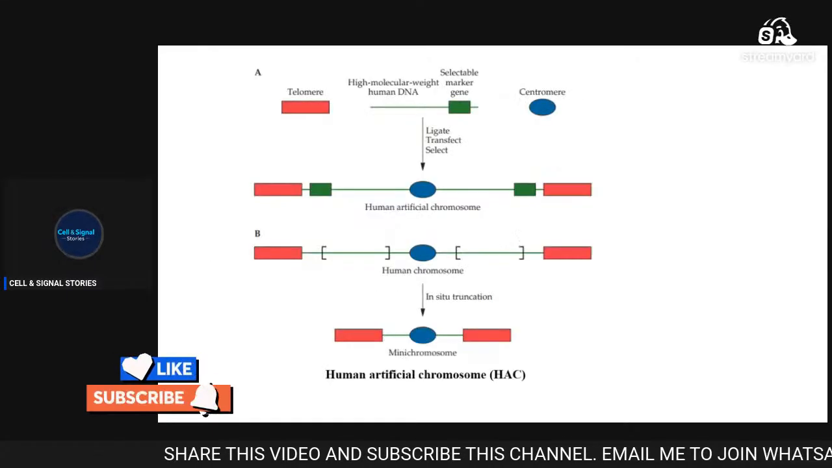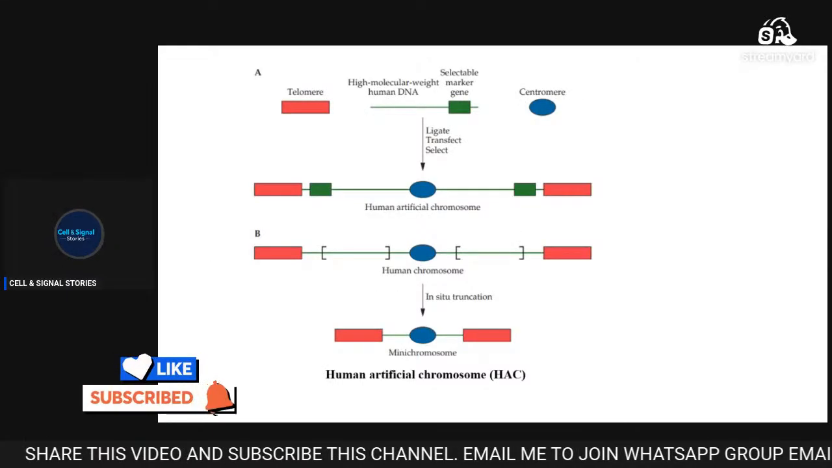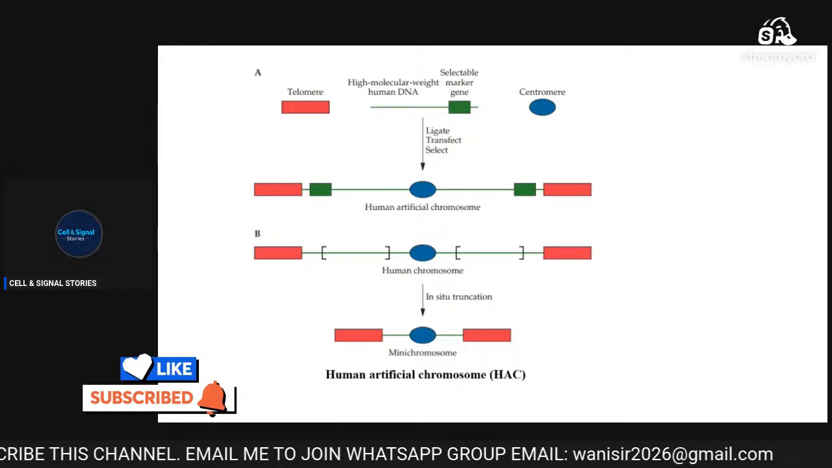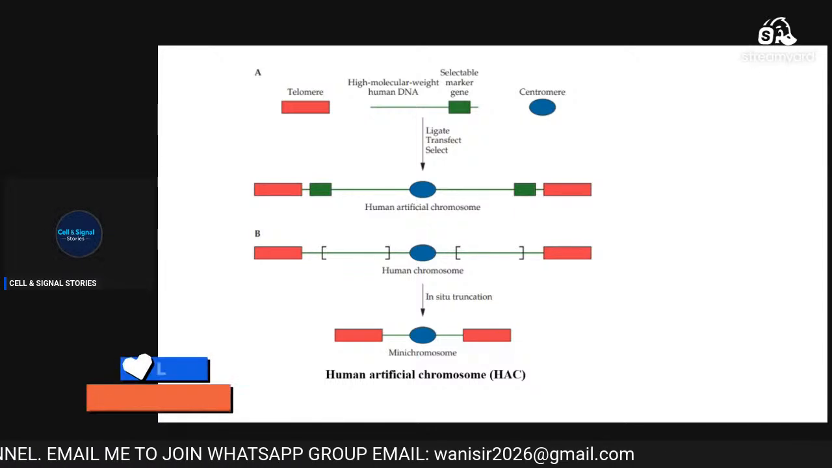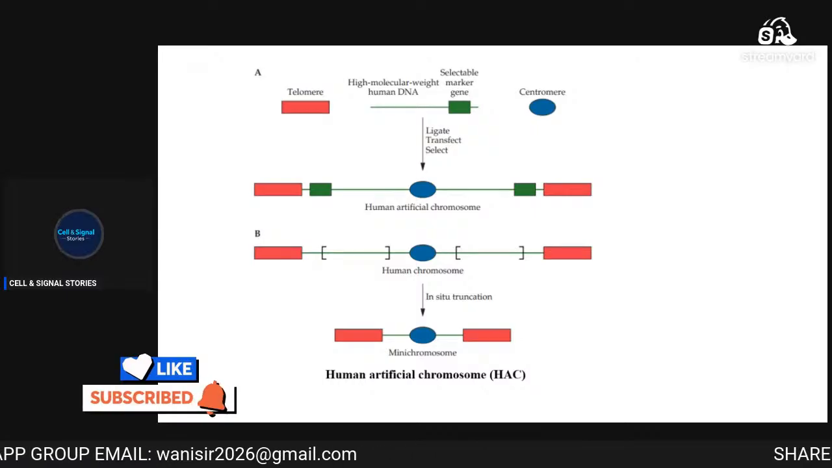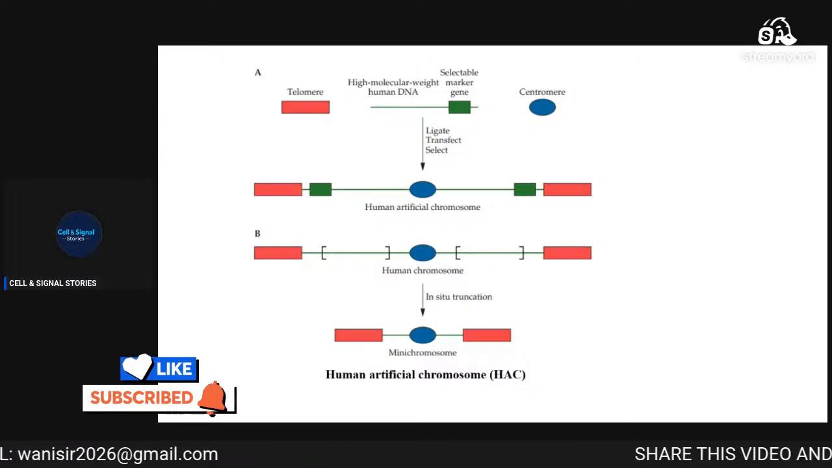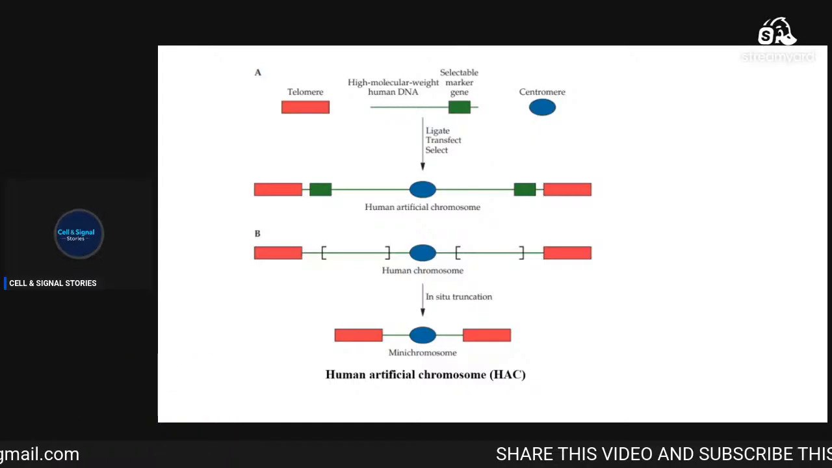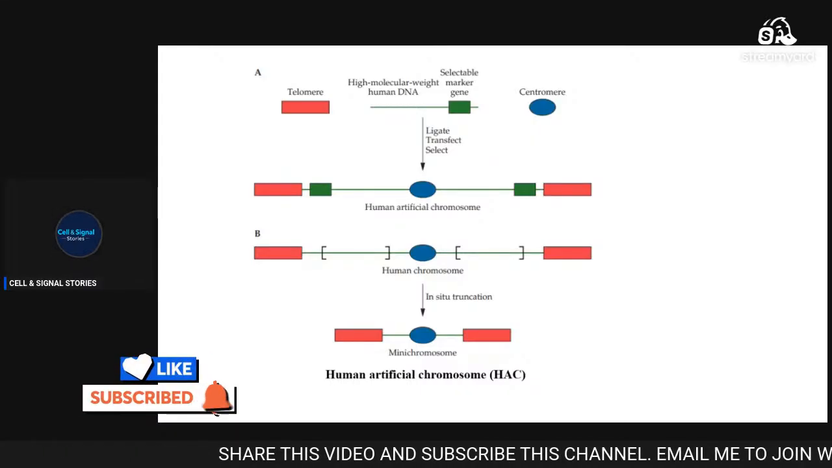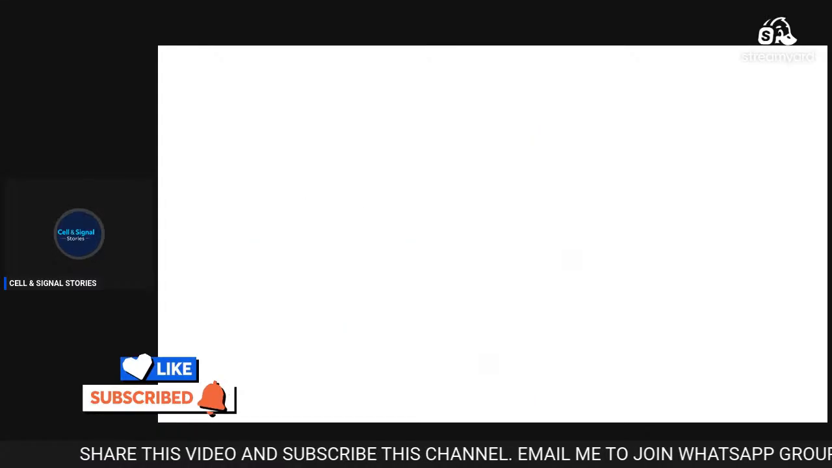Now these are the human artificial chromosomes, where you can see that they have the telomere, high molecular weight human DNA, and a selectable marker. We ligate the transcript, add it to the human artificial chromosome, and then it is also called a mini chromosome. This is how we make the human artificial chromosome.